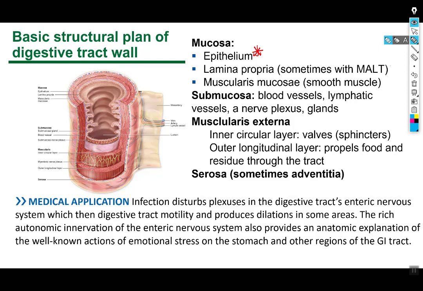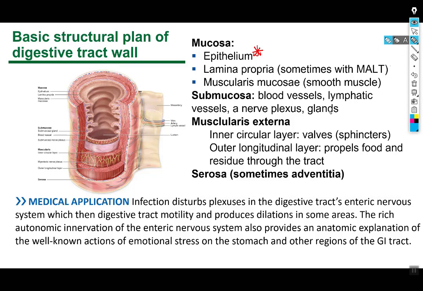So mucosa is the innermost layer, so we're going from center of the lumen outward. And this consists of epithelium, and then the underlying lamina propria, which is loose connective tissue. Sometimes that has MALT. The muscularis mucosae, which is a thin ring of smooth muscle that surrounds the lumen. The submucosa is under that, and this is primarily dense irregular connective tissue and loose connective tissue containing blood vessels, lymphatic vessels, nerves, and glands of various kinds.